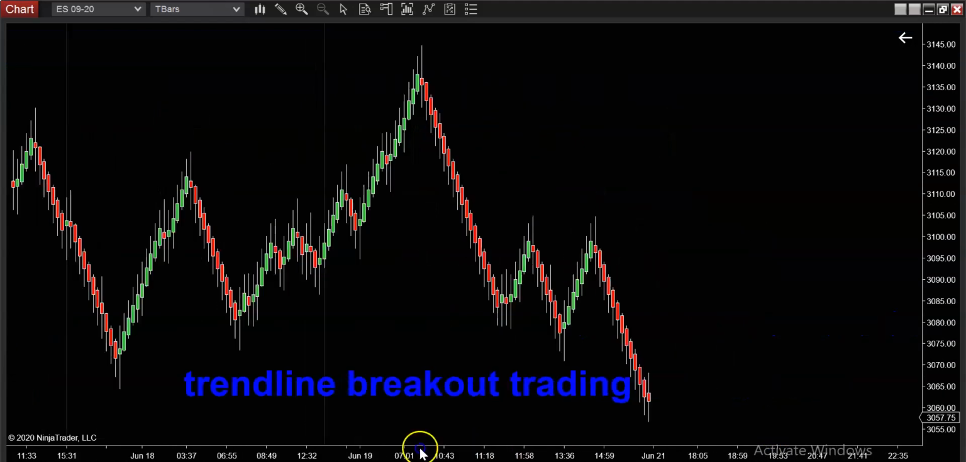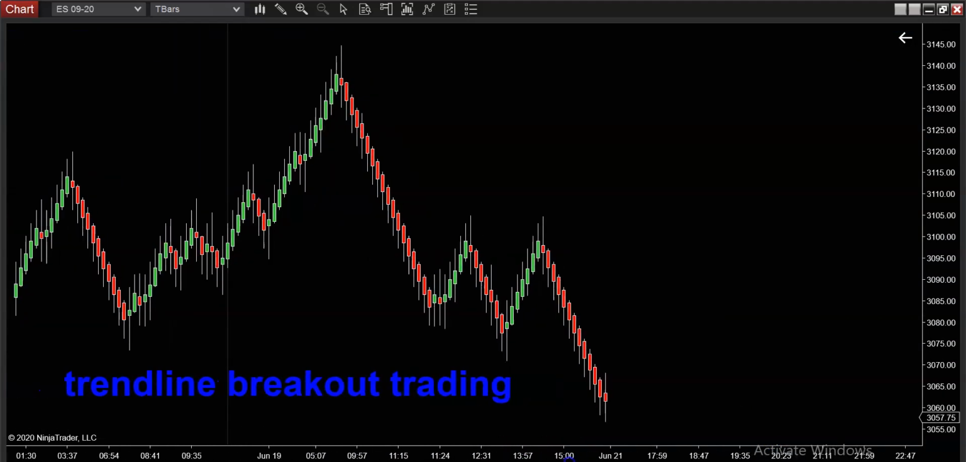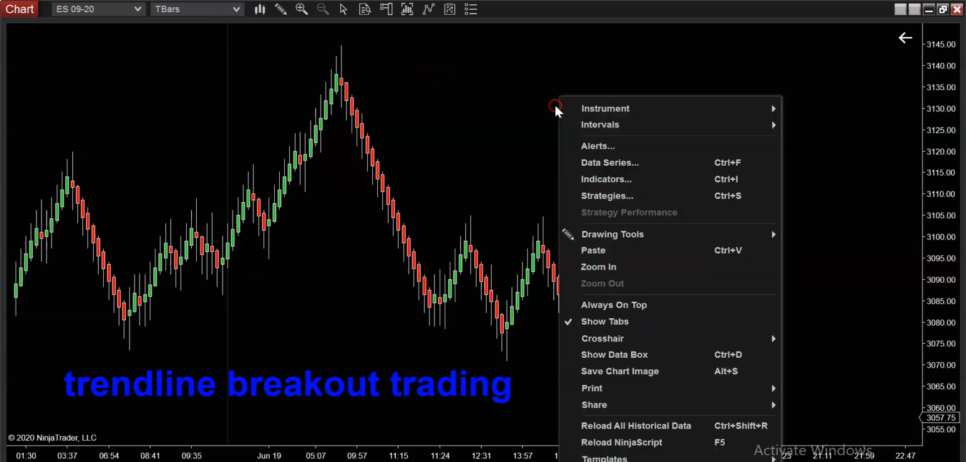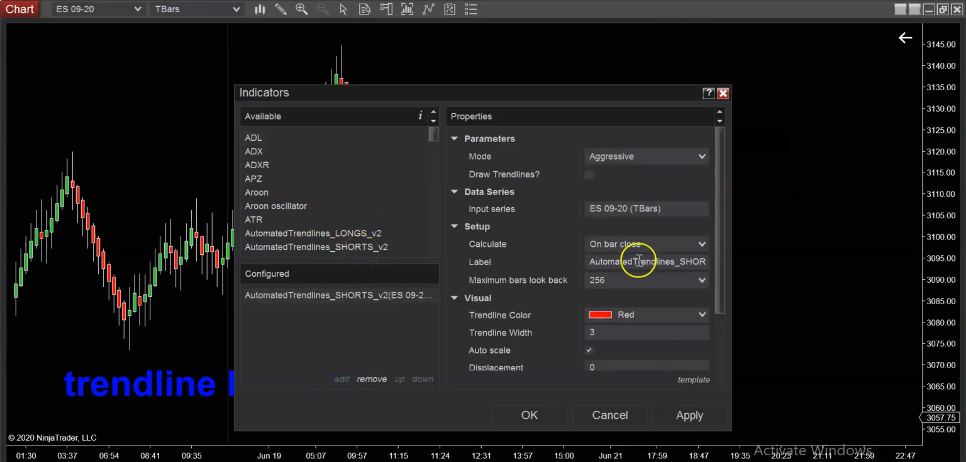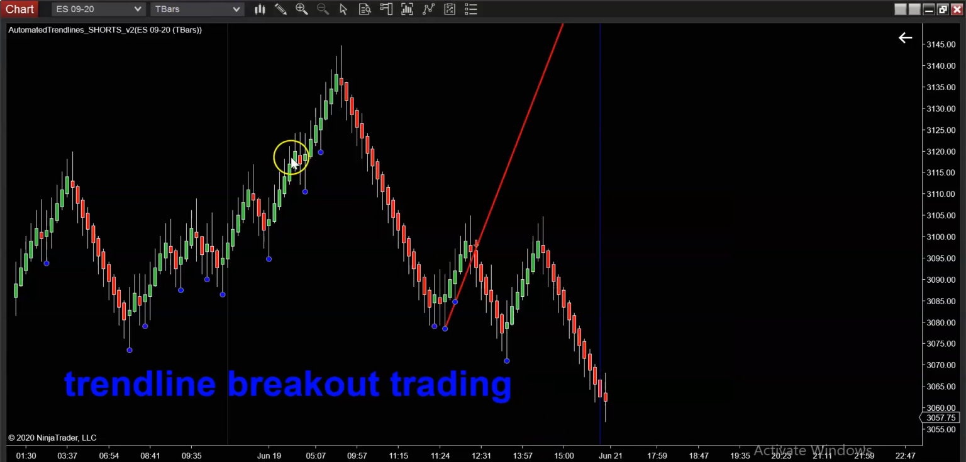So if you were watching this market, let me show you my breakout trading strategy here using trend lines. As you see it rallying up to the 3150 level, here's what you want to do. Right click in the chart, go to the list of drawing tools, and find this one right here, automated trend line shorts. All you got to do is add it to the chart and then check the box that says draw trend lines. Now when you hit OK, here's what's going to happen.